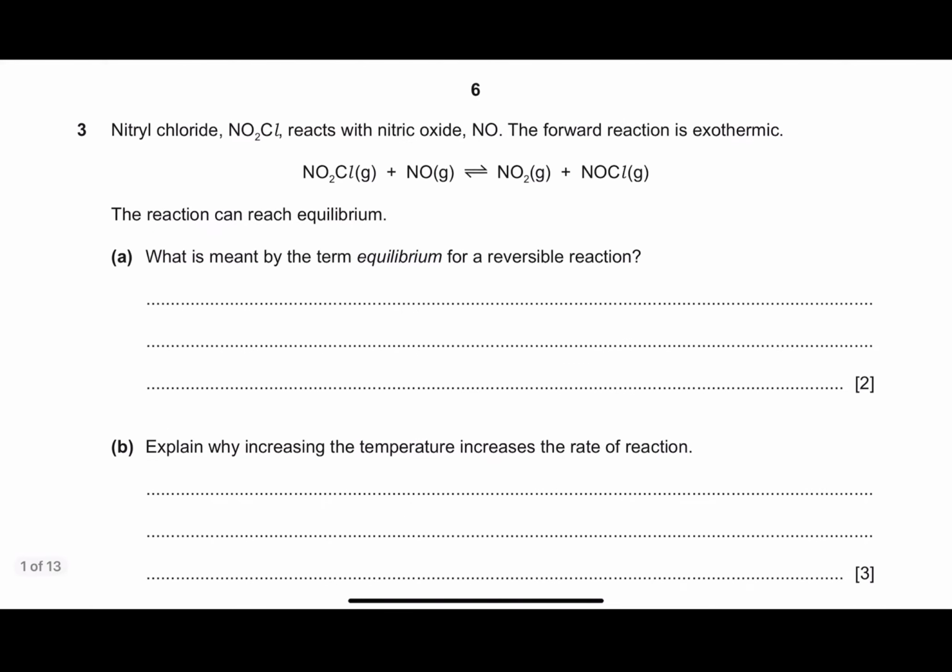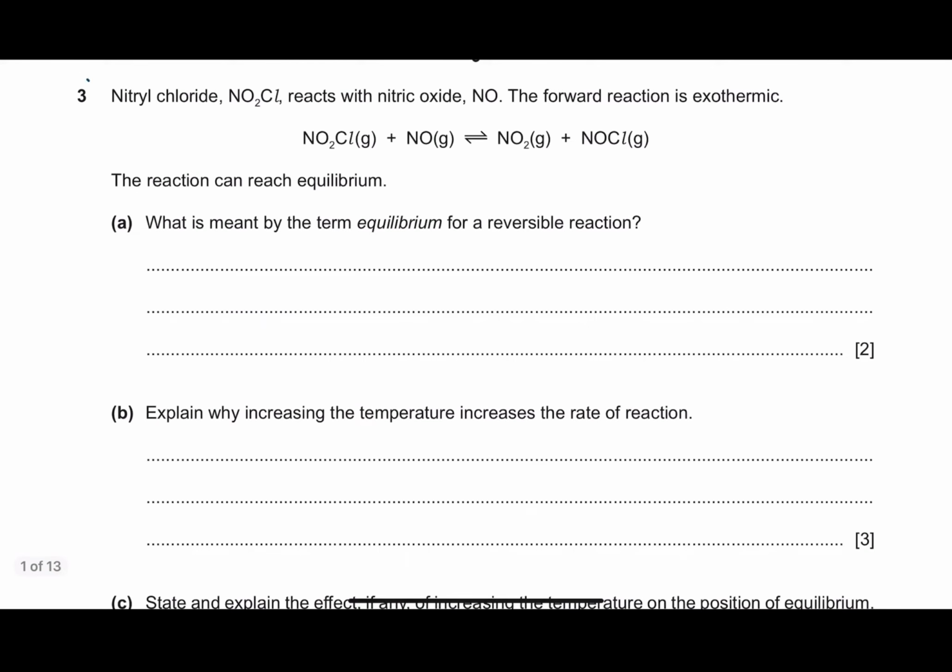This is a question from February-March 2017, question 3. Nitrile chloride reacts with nitric oxide. The forward reaction is exothermic. The reaction can reach equilibrium.